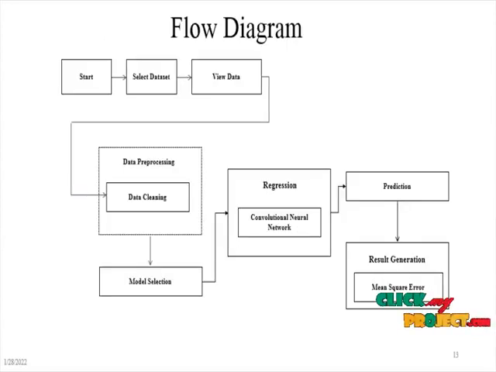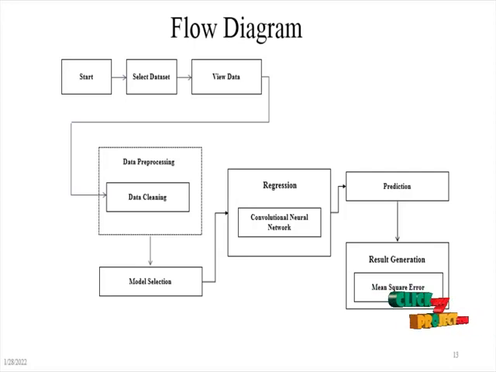The flow diagram of the project is: first we need to start our program and select the permanent magnet synchronous motor dataset and view the sample dataset in the working console directory. Then it is applied to the data pre-processing method. In data pre-processing we need to clean our data, like checking for missing values in our dataset. If there are any missing values, we need to replace them with the unique value of 0. Then it will go to model selection.